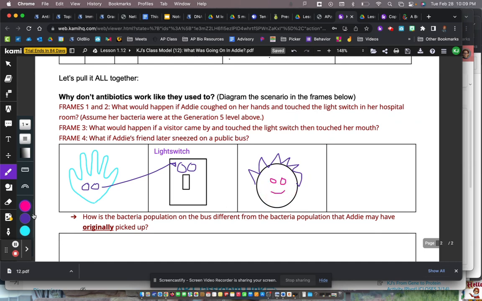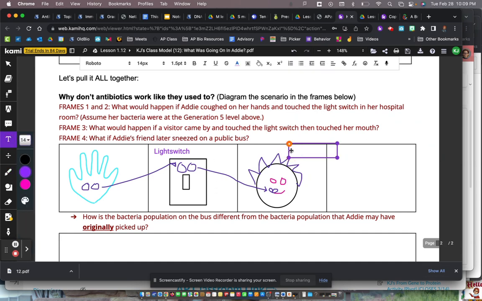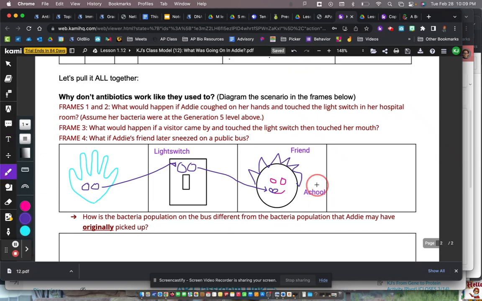So this is a friend, and I'm now going to draw the purple bacteria on the friend's mouth now because the friend touched the light switch, and now the bacteria have transferred to the friend's mouth. So now the friend, it says in frame 4, what if Addie's friend later sneezed on a public bus? So let's label that this is her friend so we know what that is. And then let's write achoo. She sneezes and blows all of that bacteria all over the place.